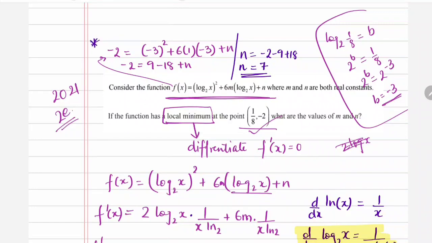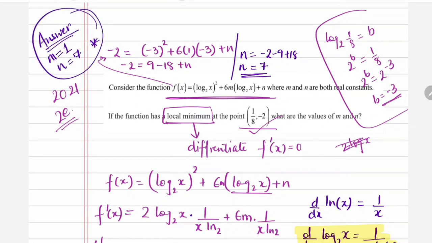So m equals 1. So our final answers: m equals 1 and n equals 7.